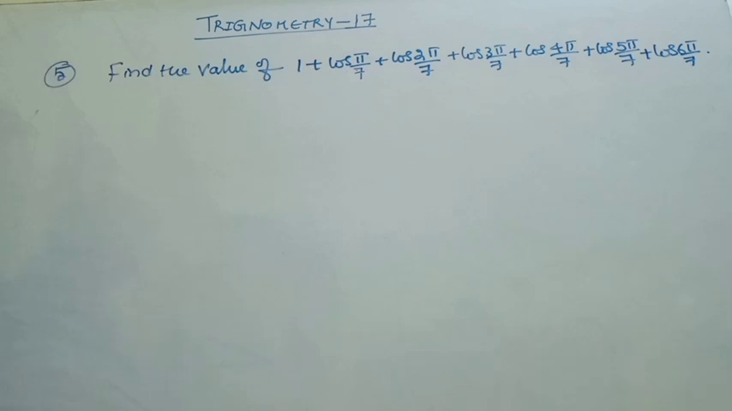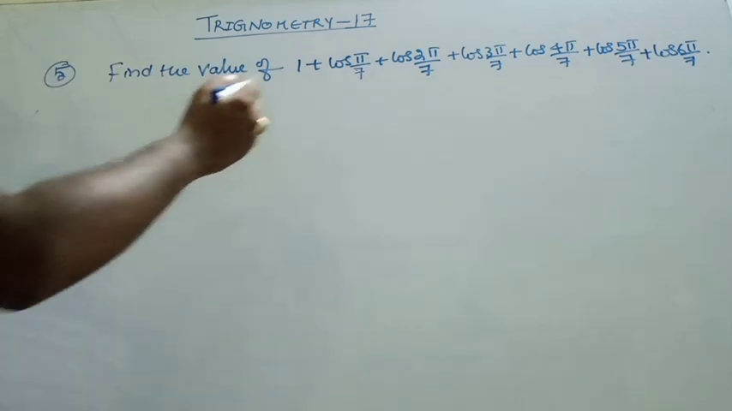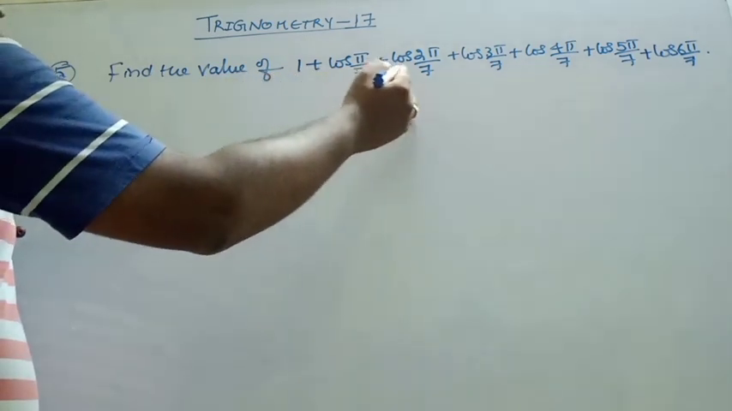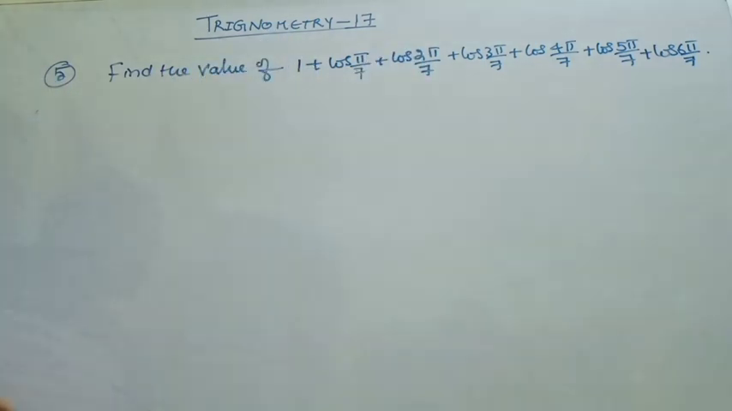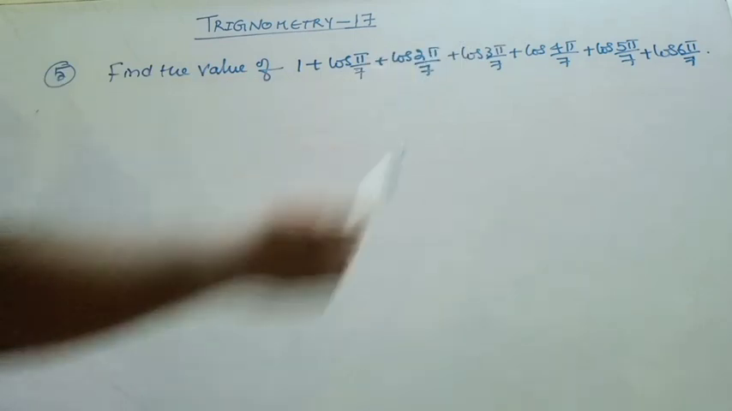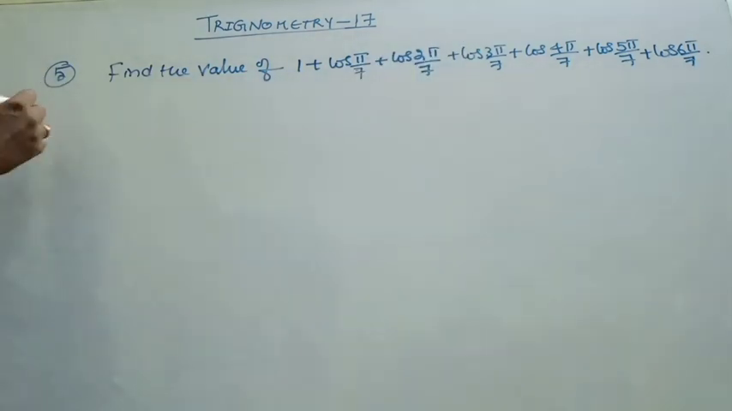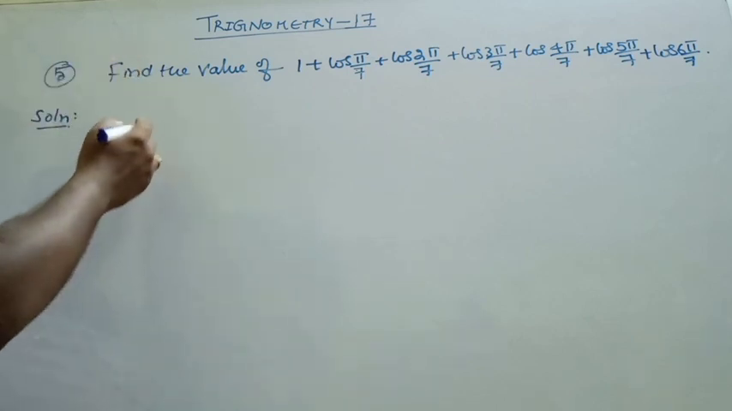Now we have another interesting problem. Find the value of 1 plus cos pi by 7, cos 2 pi by 7, cos 3 pi by 7, cos 4 pi by 7, cos 5 pi by 7 and cos 6 pi by 7. This is a very nice problem. Nice manipulations are done here. How will we be doing this particular problem?